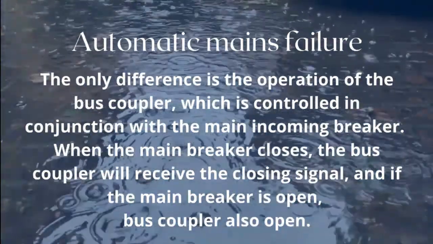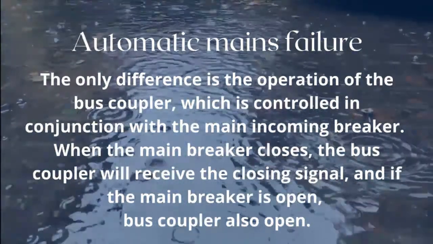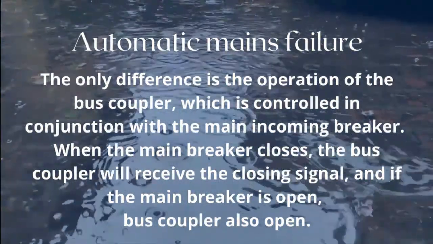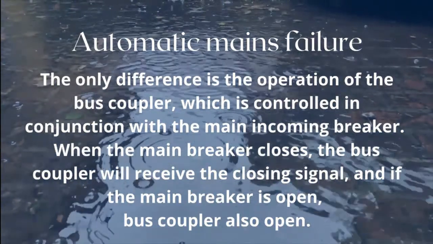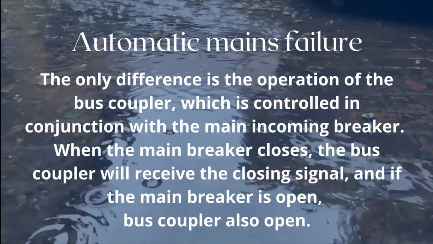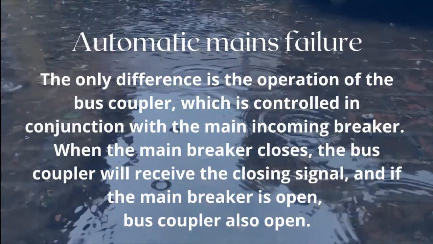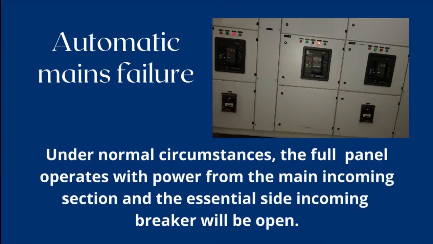When the main breaker closes, the bus coupler will receive the closing signal, and if the main breaker is open, the bus coupler also opens. Under normal circumstances, the full panel operates with power from the main incoming section and the essential side incoming breaker will be open.